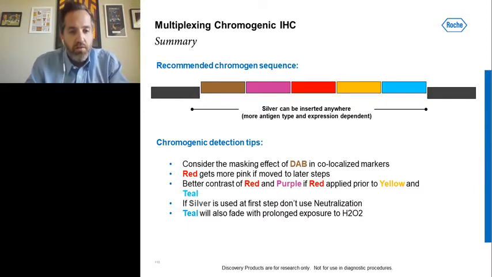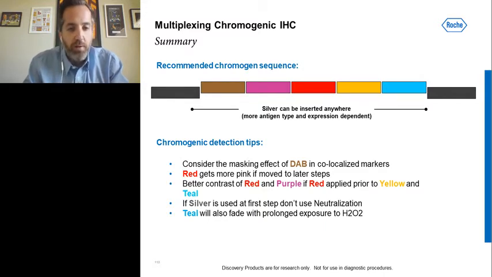So to summarize these detection tips that we've mentioned, this is a recommended chromogen sequence that we've put together. And as you can see, silver can be inserted anywhere within the sequence, but it's dependent on the type of neutralization methods you may be using. If you are using H2O2 neutralization, then it's important to use this right at the end of the sequence. Also consider the masking effect of DAB, particularly in colocalized markers, and how DAB could interfere with the staining of these different markers within the tissue.